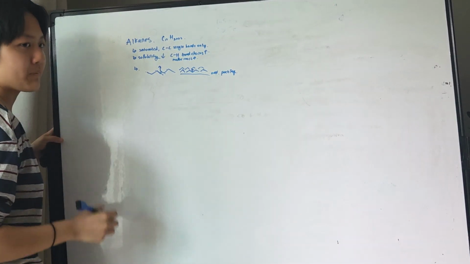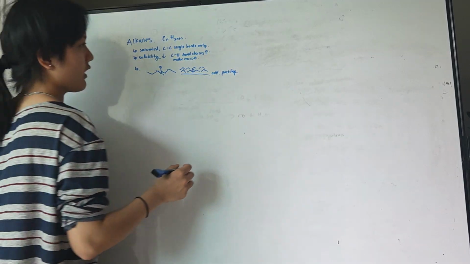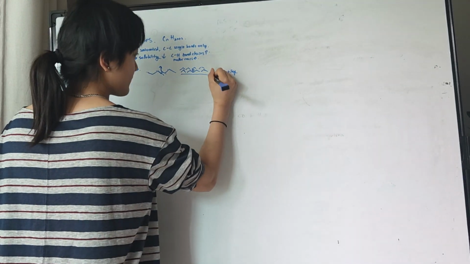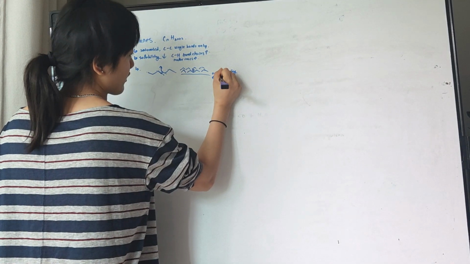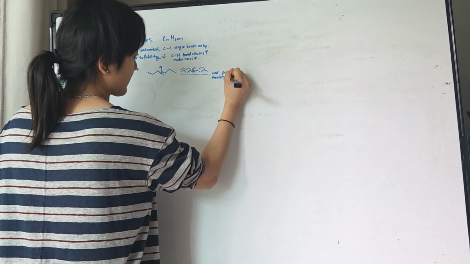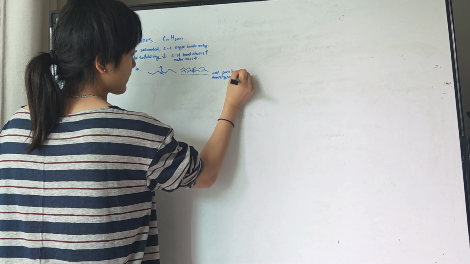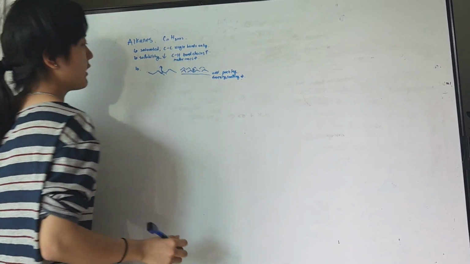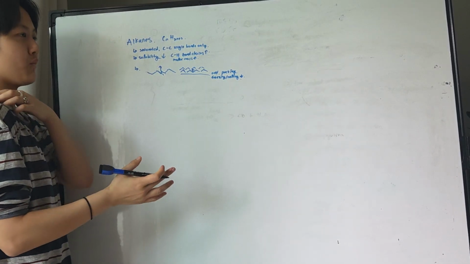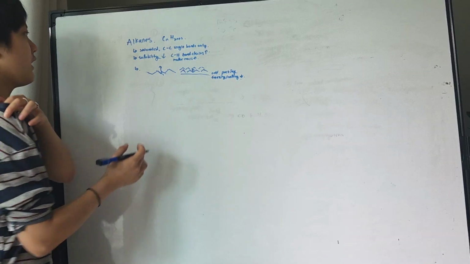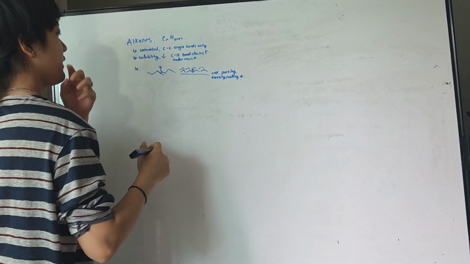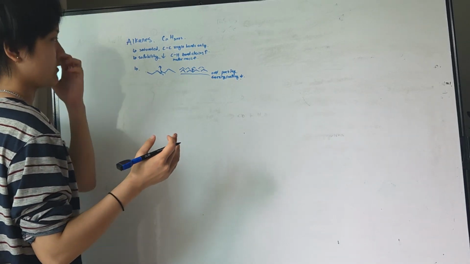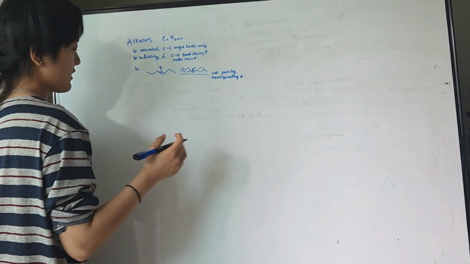And therefore, because of this packing, their point of freezing, or more accurately, their point of melting, I guess, will be lower because it's more densely packed. That's pretty much all you need to know, mostly for the properties of alkanes.